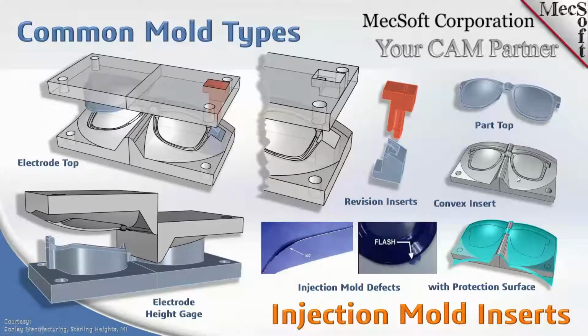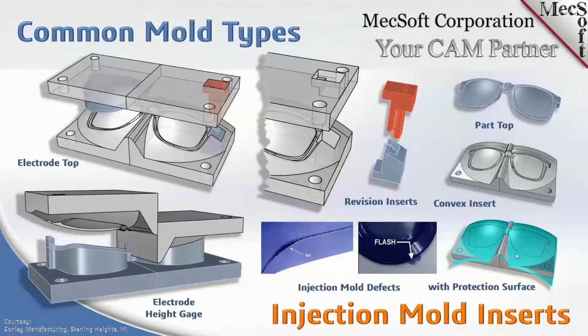So below that, you see one half of the cavity insert, okay? And then below that, you see the same insert with a protection surface draped over it. And we're going to talk in detail about these protection surfaces and how they're used to machine the inserts, but primarily they're used to protect the parting line.